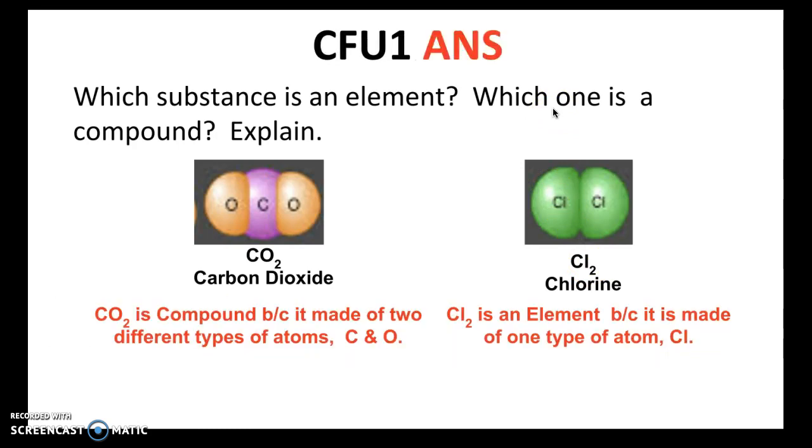Okay, great. So here are the answers. CO2 is a compound because it's made of two different types of atom, carbon and oxygen. Again, we can tell that from the particle diagram and the chemical formula. And then chlorine is an element because it's made up of one type of atom, chlorine.